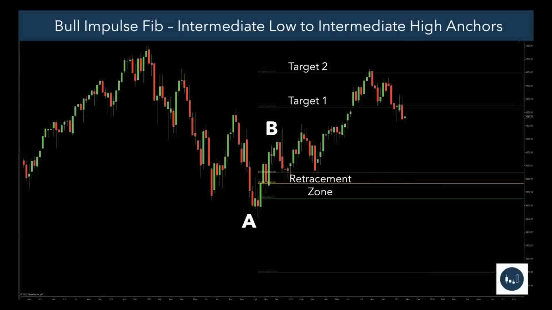And so if you had gotten long, and again, this is a weekly chart, but if this was a 15-minute or an hourly or a daily, same principles apply. And if you got long in the retracement zone on here, then what you could hold out for potentially and anticipate is for price to reach target 1 and perhaps target 2, and you can manage your trade along the way accordingly.